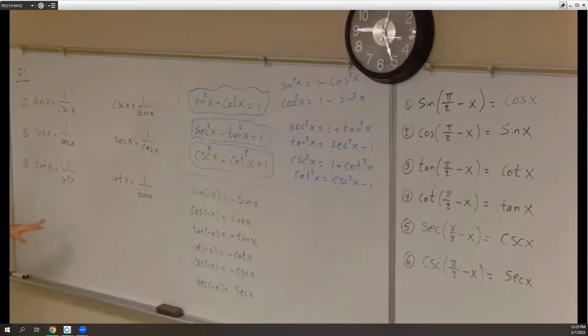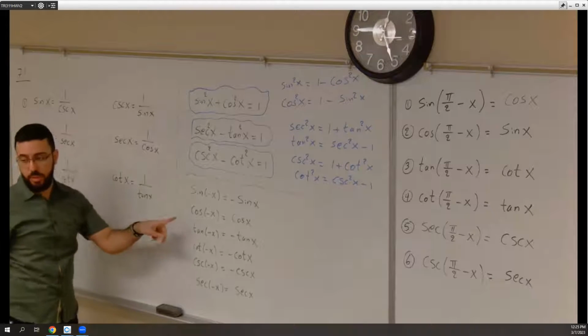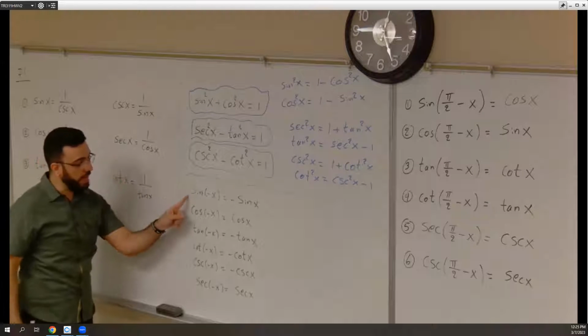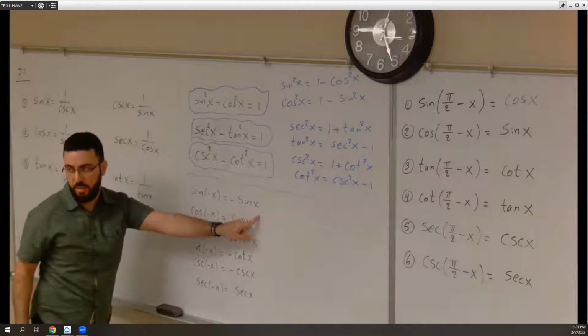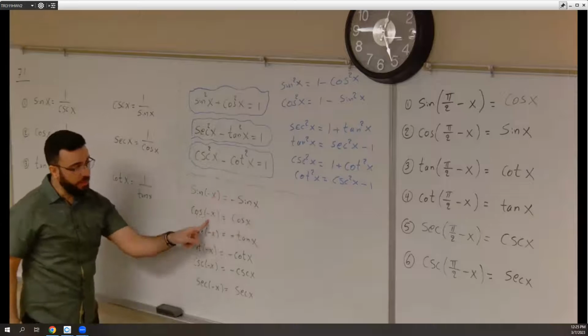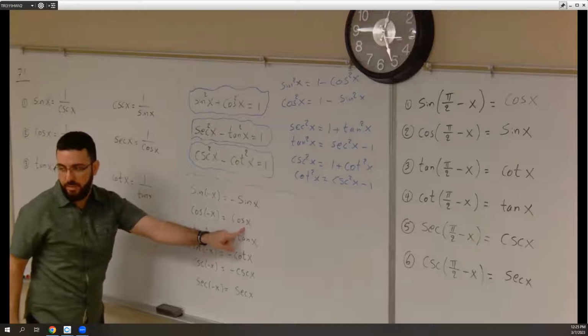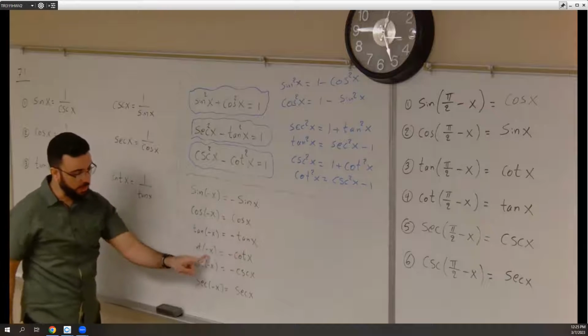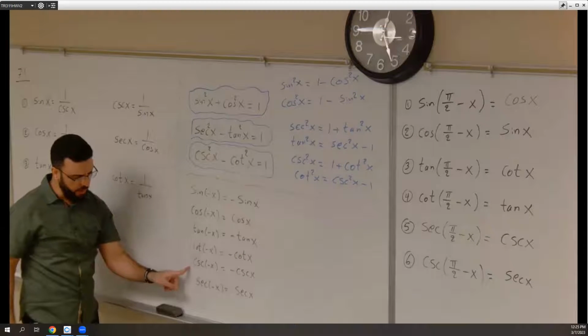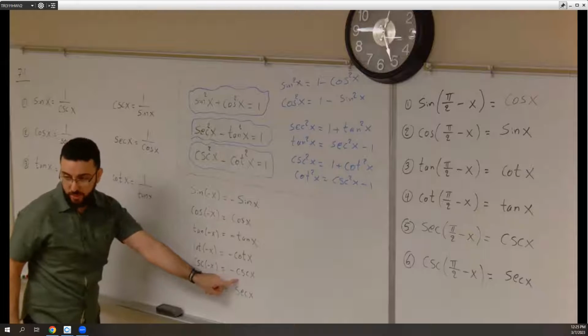For the negative angle, these are really important. If you have sine of a negative angle, it's going to be negative sine x. Cosine of a negative angle is going to be positive cosine x. Tangent of a negative angle is going to be negative tangent x. Cotangent also negative. Cosecant is going to be negative cosecant.